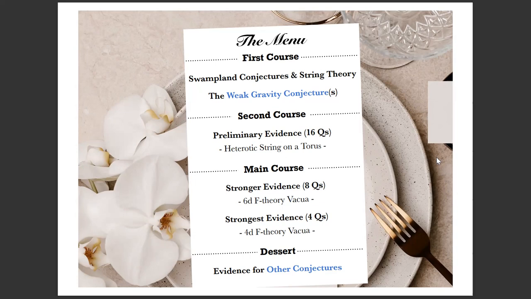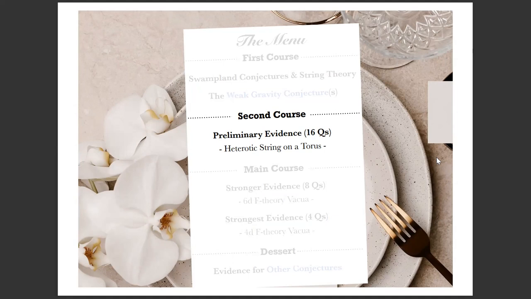Then for the main course, we will switch to a more complicated corner of string theory, the so-called F-theory, for which we will verify the conjecture in six and four dimensions in turn. The EFTs preserve eight and four real supercharges respectively. So the evidence from this main course will be much stronger than the appetizer. In fact, along the way, we will have also addressed some other conjectures. And if we have time for dessert, I will comment on this to finish the meal. So let's get started with the first evidence, unless there are questions so far. Okay.